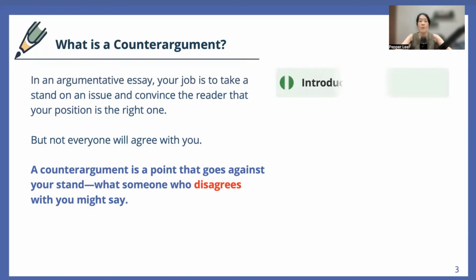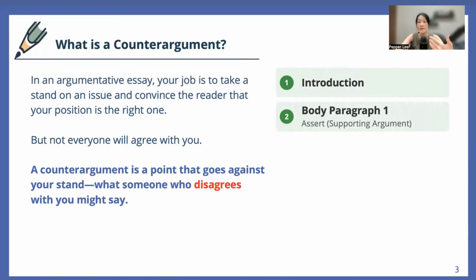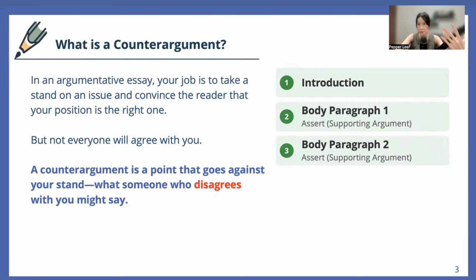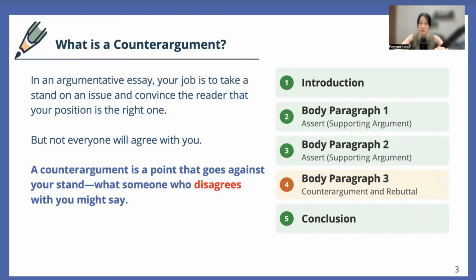Now, what is the structure of an argumentative essay? This is what I recommend to my students. Start with the intro. Body paragraph 1 is your supporting argument number 1. Then, your supporting argument number 2. Next comes the counter-argument and rebuttal. Lastly, the conclusion. So, body paragraph 3, the counter-argument and rebuttal paragraph, is what we'll be focusing on.